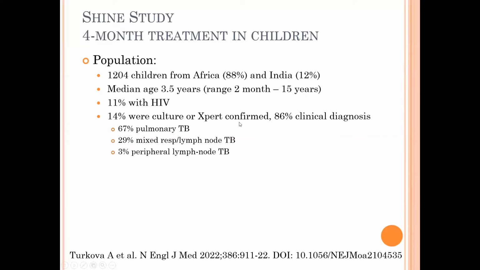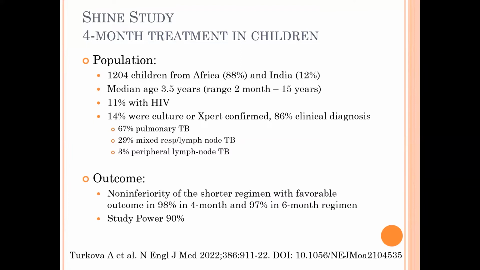14% were culture or Xpert confirmed, meaning about 86% were clinically diagnosed. Most of them were pulmonary TB. 30% had a mix of both respiratory and lymph node, probably hilar lymph node disease, and there were a few patients, 3%, with peripheral lymph node disease. The outcome was amazing. They had non-inferiority with 98 to 97% favorable outcome in both study groups, and the power was good at 90%.